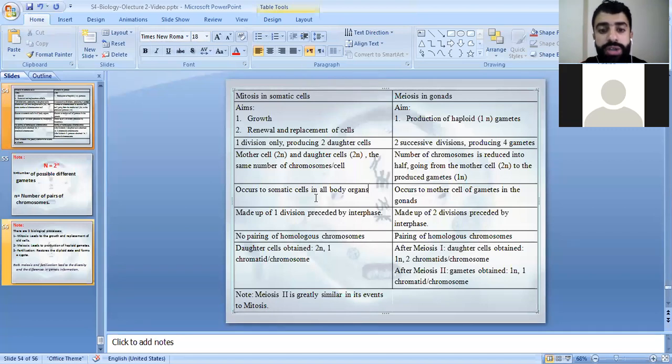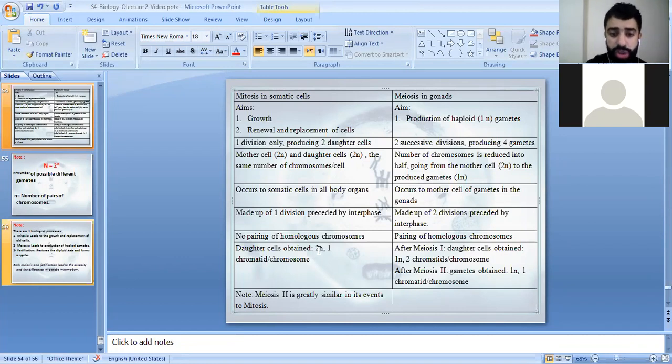Mitosis occurs in somatic cells in all of the body organs. Meiosis occurs in the mother cells of gametes in the gonads. Mitosis is made up of only 1 division, as we said. Meiosis is made up of 2 divisions, preceded by interphase. In mitosis we don't have pairing of homologous chromosomes, we don't have synapsis, and we don't have the formation of tetrads. While during meiosis, we have pairing of homologous chromosomes and formation of tetrads.